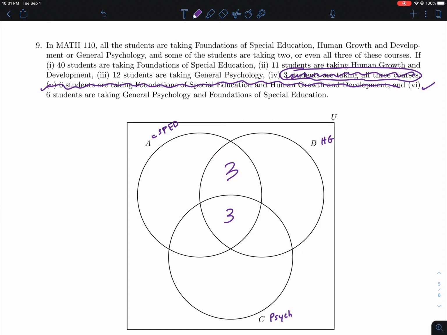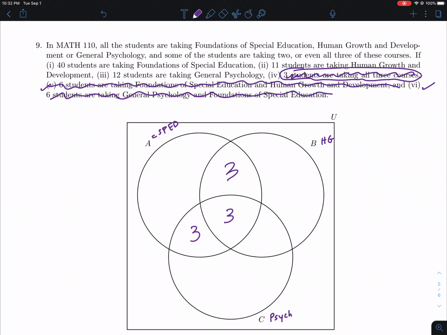So let's look at Rule 6 here. So 6 students are taking General Psychology and Foundations of Special Ed. So in this case, now we're talking about that shaded region. And so just like we had here, we want these two parts to add up to 6, but we've already got 3 in the 1, so that means this guy is going to be 3 also in this case. So I can now erase this highlighted part. I can go through here and get rid of that.